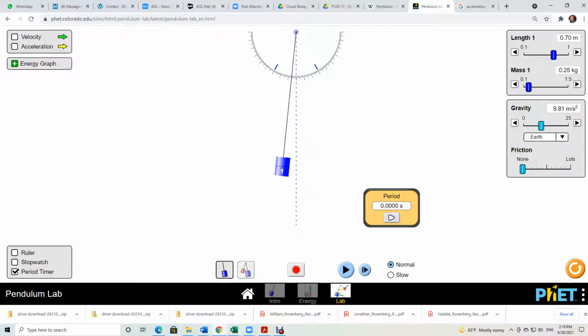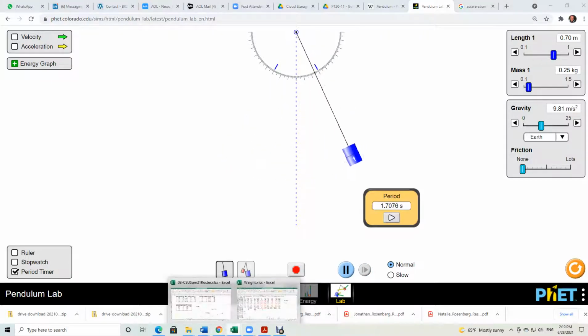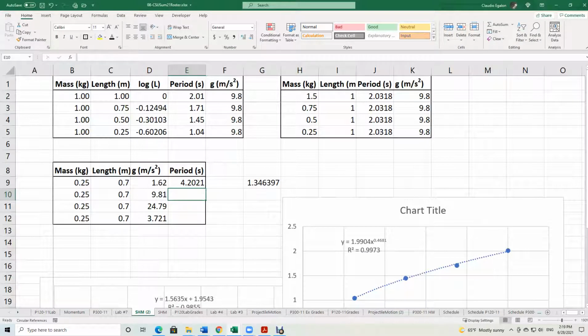Let me pause the simulation again. I'm going to release it from 30 degrees amplitude. Start my period timer and start my simulation. I see 1.7076. The period on Earth of this pendulum is shorter by almost 3 times. Almost, I would say 2.5 times.